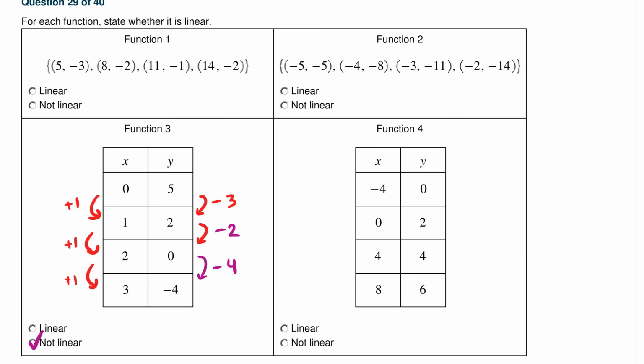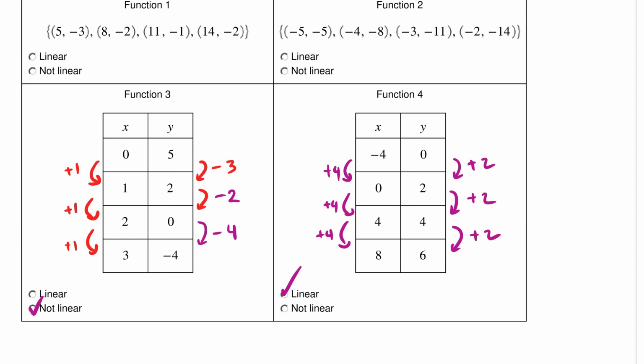Okay, number 4. The x value is increasing by 4. 0 plus 4 is 4. 4 plus 4 is 8. Yes. The y value is increasing by 2. 0 plus 2 is 2. 2 plus 2 is 4. 4 plus 2 is 6. So they are increasing consistently with the same number on both x and y. That will be a linear function.